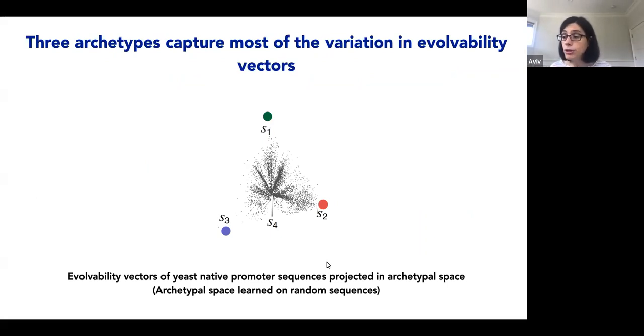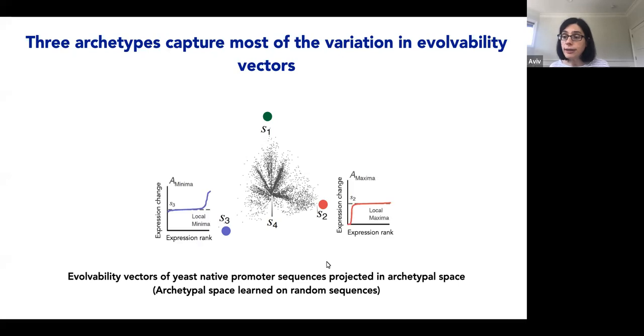And what I'm showing you here are the native yeast promoter sequences. These are the black dots projected into the archetypal space that we learned from random sequences. And if we look at the evolvability vector of the yeast sequence closest to each archetype, we see that 2 archetypes correspond to local expression minimum or maximum. These are sequences where most 3L mutational neighbors do not change expression, and the ones that do either increase it in a minimum or decrease it in a maximum.